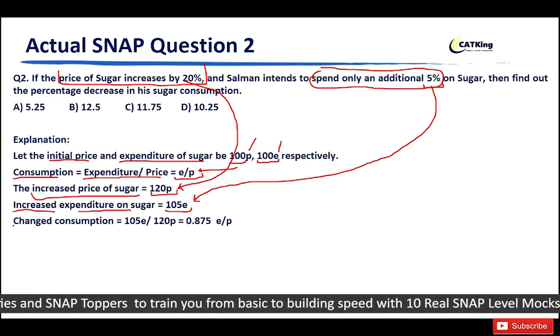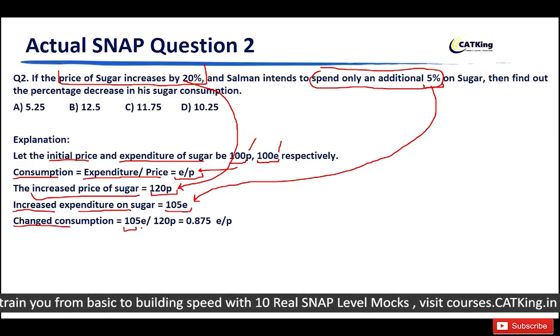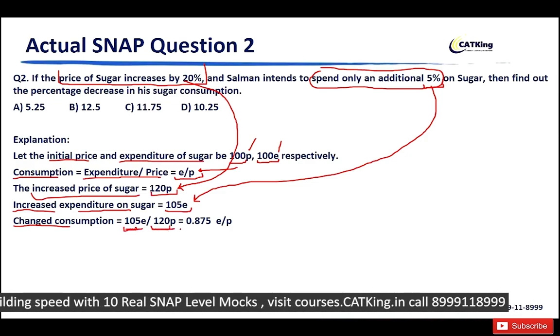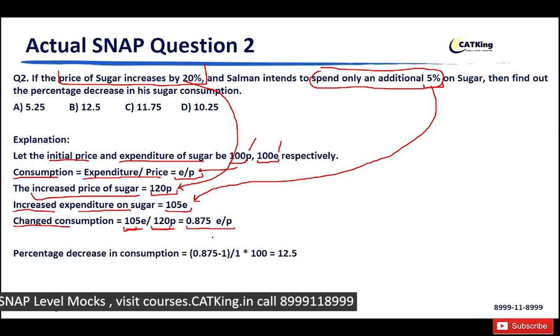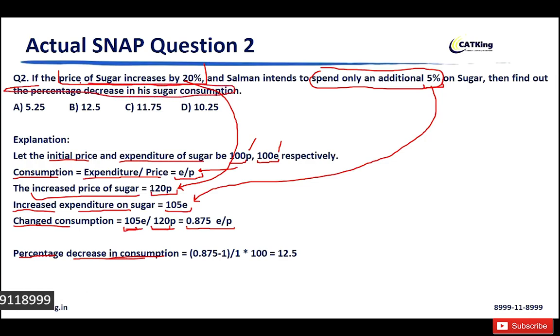Moving on, the changed consumption now will become expenditure upon price, that is 105e upon 120p, which gives me 0.875 E upon P. That is the percentage decrease in consumption that has been asked in the question guys. We need to find out the percentage decrease in the sugar consumption.